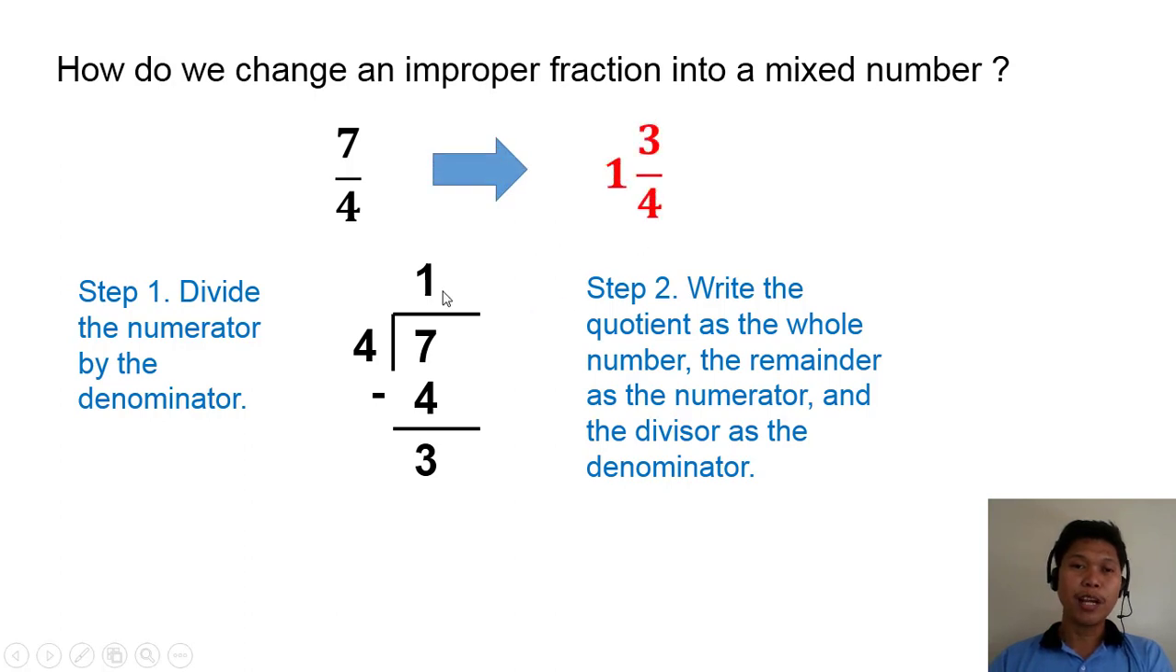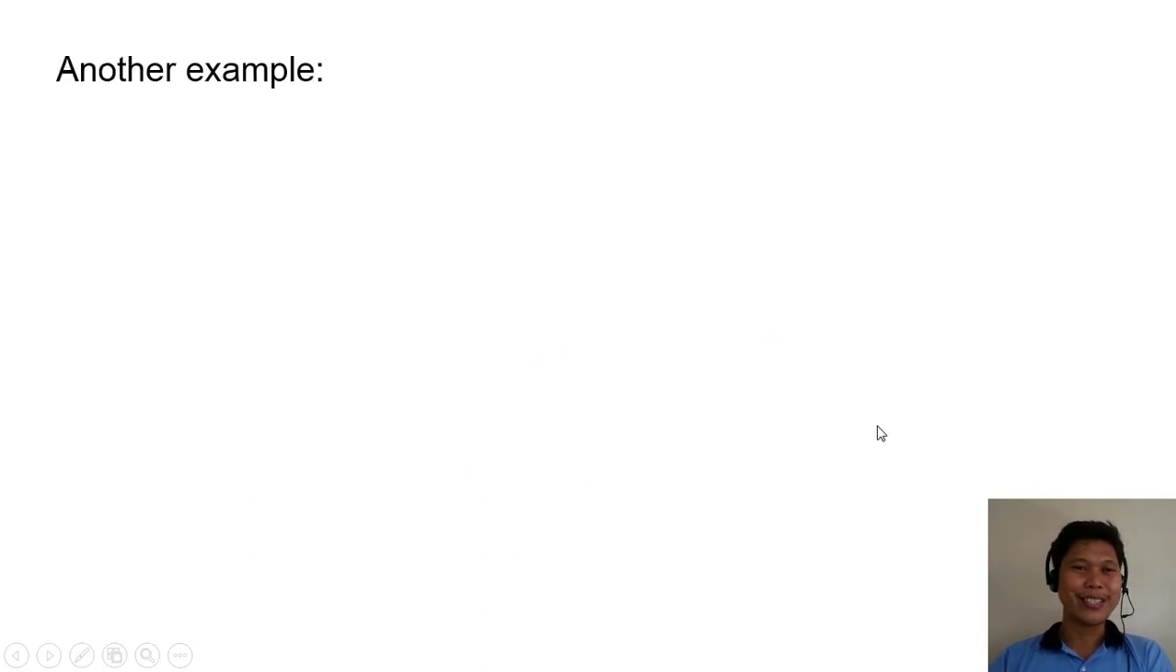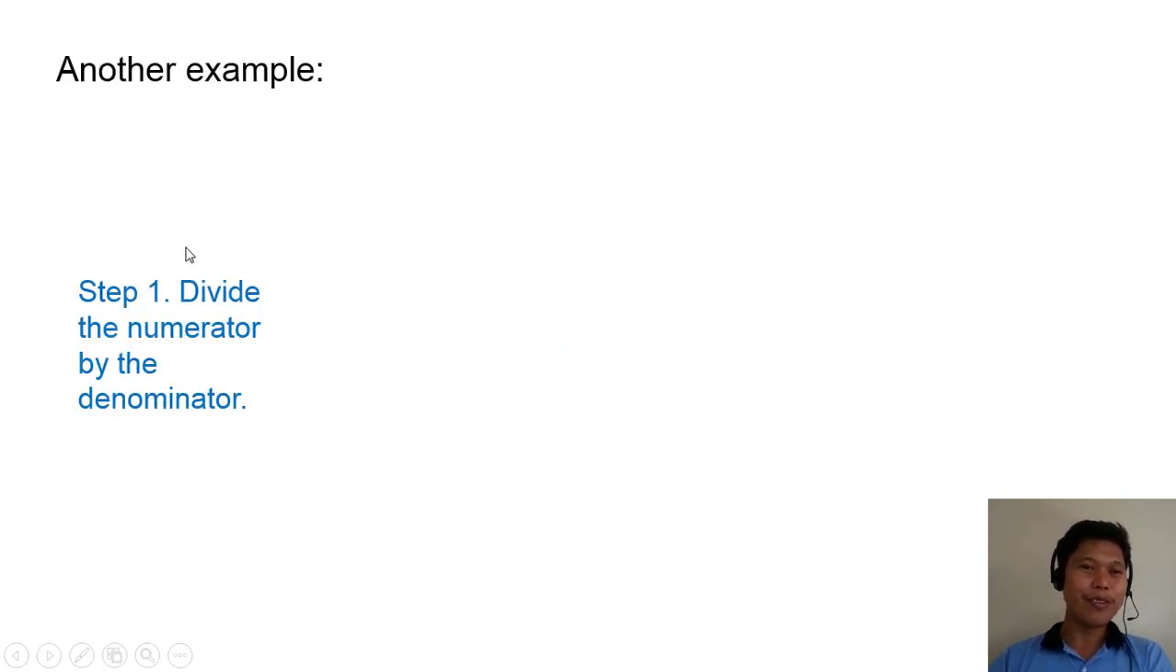So, paano yan? Ito yung whole number, ayan. Ang remainder, dyan sa taas magiging numerator, at ang divisor, nandyan. So, the answer is 1 and 3/4. Okay? So, another example. We have 5 over 3. Actually, you can pause the video if you need more time or if you want to try this one. So, 5 over 3. Tingnan natin.